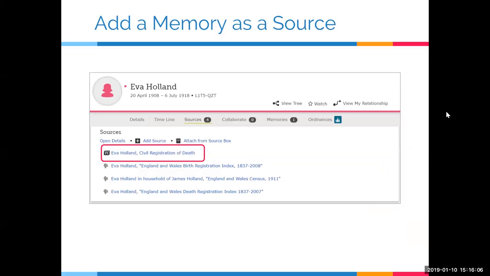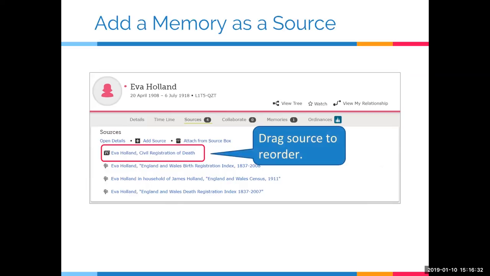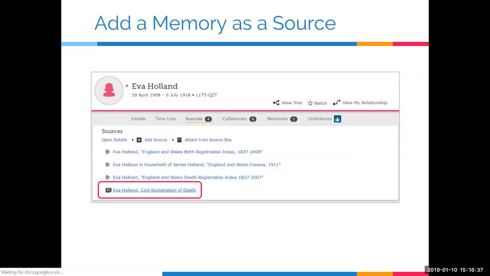the source that uses a memory is added to the top of your source list. Now, that makes it easy to find once you've added it, but you may not want it to stay at the top of the list. For instance, suppose that you like to organize your sources in chronological order. Well, the death then obviously wouldn't be first, but FamilySearch makes it really easy to put the sources in whatever order you want. You just drag them. So in this case, I'm going to drag Eva Holland's registration of death down to the bottom, and now the sources are in chronological order.